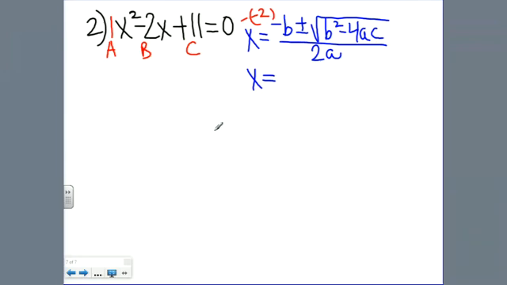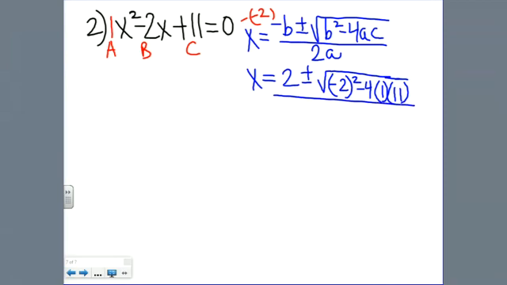So when we have double negatives, they change into one positive sign. So this will become 2 now, plus or minus the square root of negative 2 quantity squared, minus 4 times A, which is 1, times C, which is 11, and that's all over 2 times A, or 2 times 1.